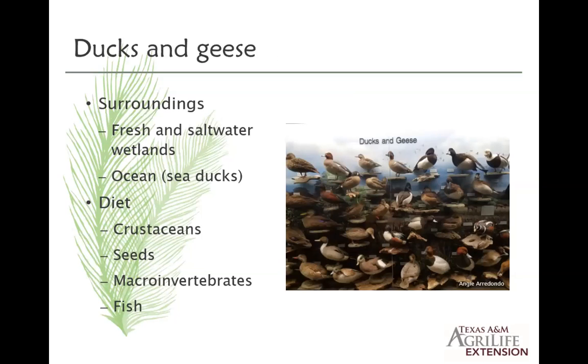Ducks and geese are next. They are grouped together. They're found primarily around fresh and saltwater wetlands, although there are some ocean sea ducks that we might touch on a little bit later. Diet's going to consist of crustaceans and seeds, fish and macroinvertebrates, just like our shorebirds and wetland birds are.